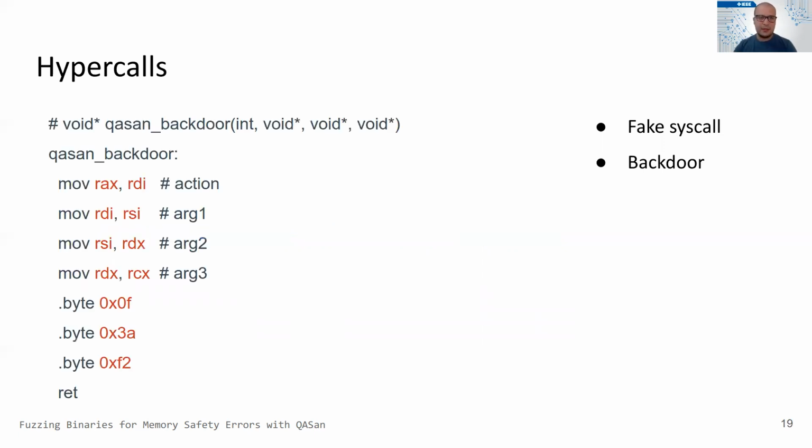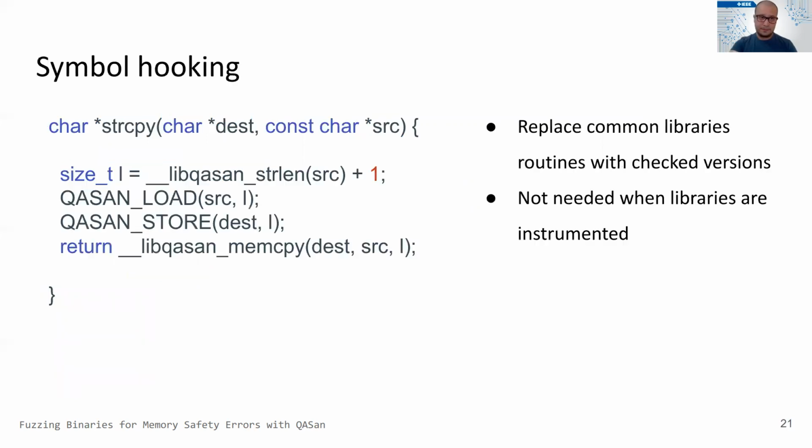And the fast one, that is the backdoor, that accesses directly the QASan dispatcher. And it is done by inserting a new instruction in the target architecture. In this case, in x86-64, you can see that this instruction doesn't exist, and this can be executed only inside QASan, and this is faster.